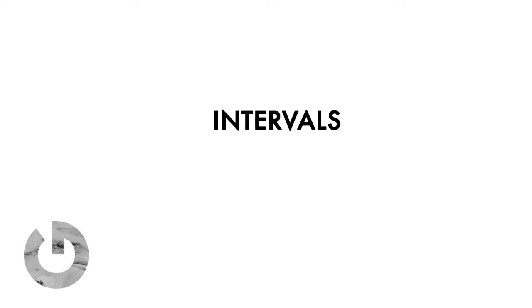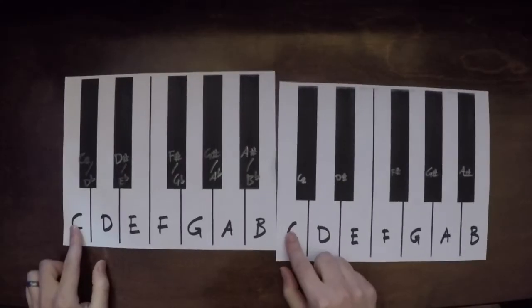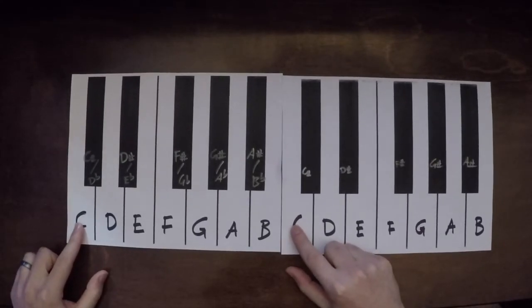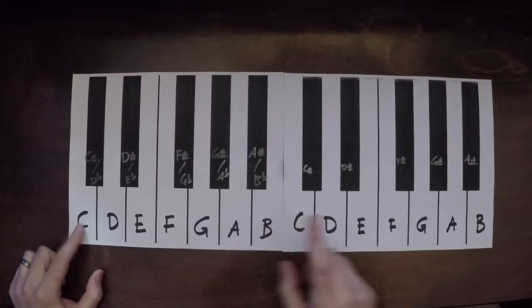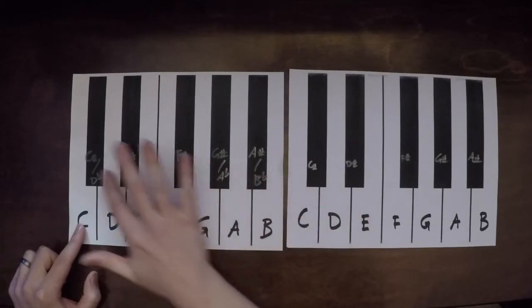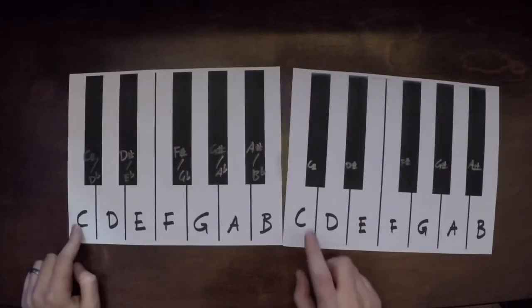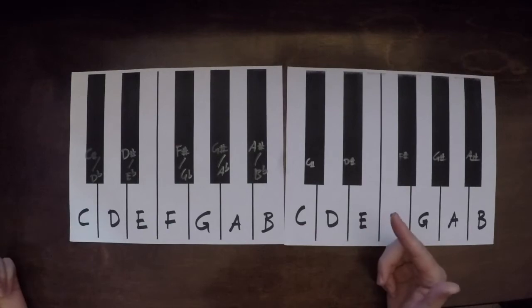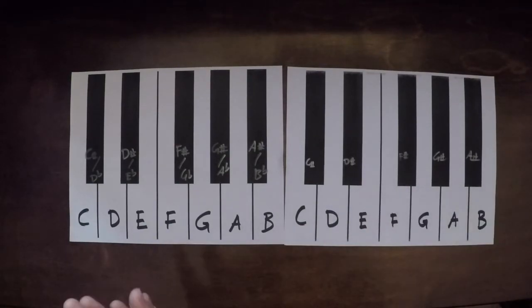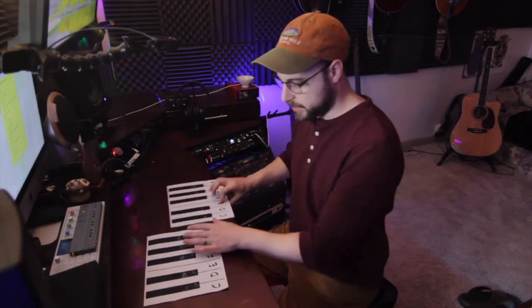Interval time. So right here, we've got a pretty big space between these two notes. We're skipping all of these other notes, right? We're just going right from C to C. So this is a pretty big interval. So let's go ahead and look at the smallest interval. Take this other one away.